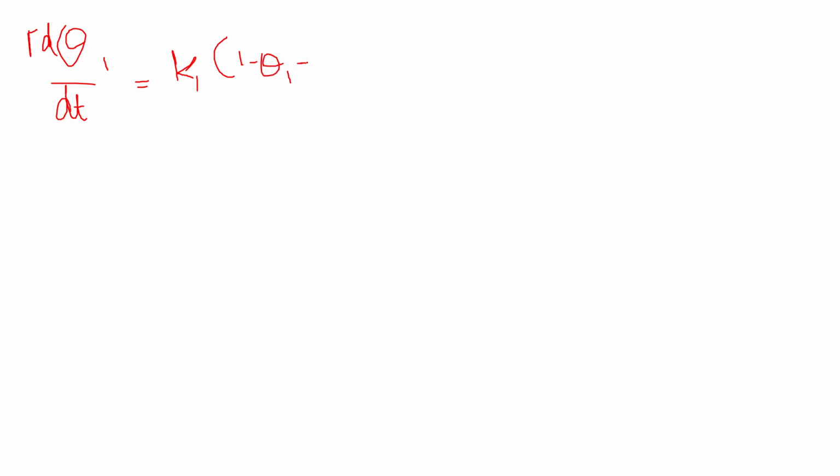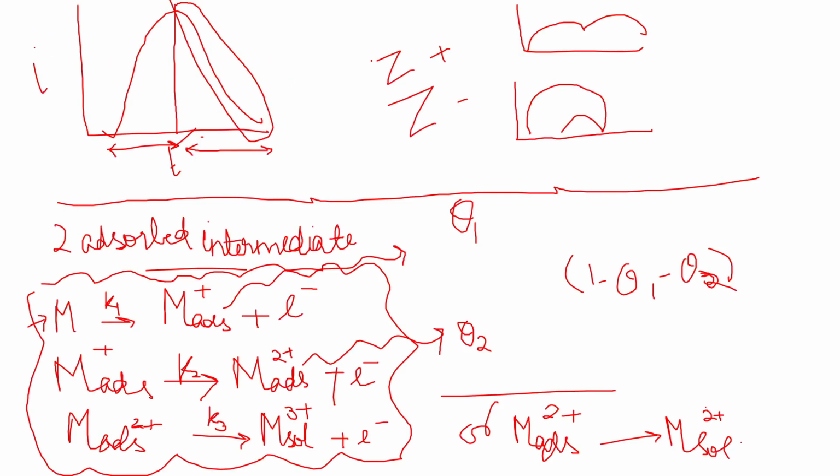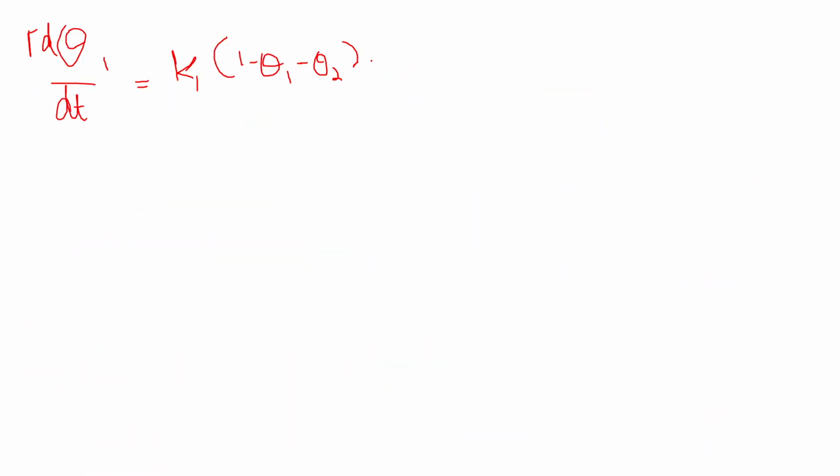Because theta 1 is getting formed in the first step. So that's why it will be positive, and in the next step you can see that it is getting consumed. So it will be minus K2 into theta 1. Correct? Now anyone please tell me what will be the site balance for theta 2, I mean for the MH2 plus species.